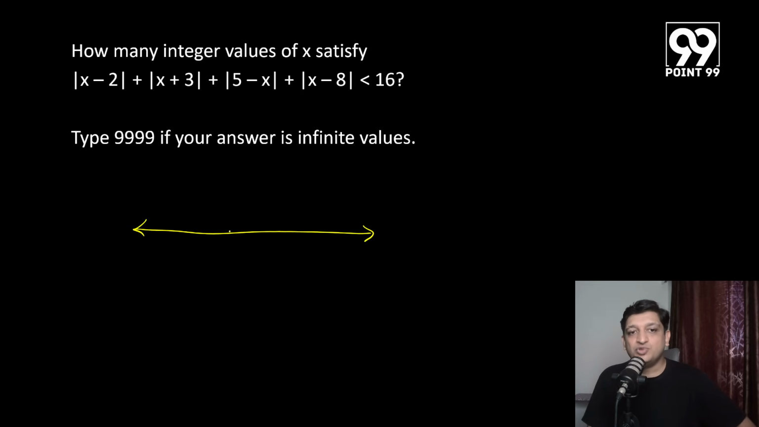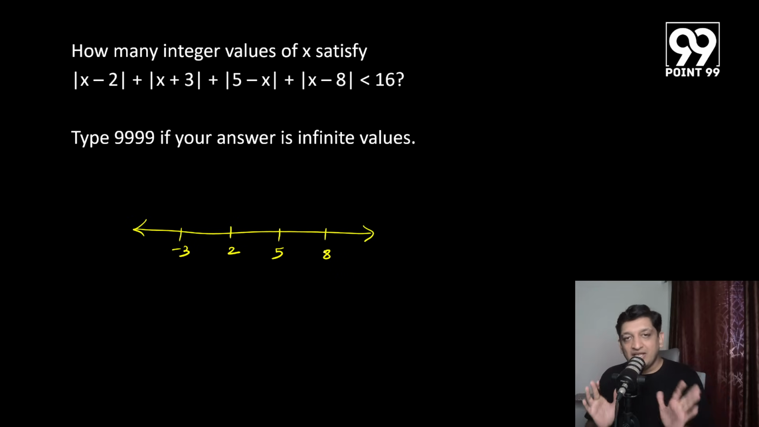Now x minus 2 basically means that one person will be at 2. x plus 3 means one person will be at minus 3. 5 minus x means that one person will be at 5. And x minus 8 means that one person is at 8. Now the question can be paraphrased like this: one person is at minus 3, one person is at 2, one person is at 5, one person is at 8. Where do they meet so as to make sure that the distance covered is less than 16?